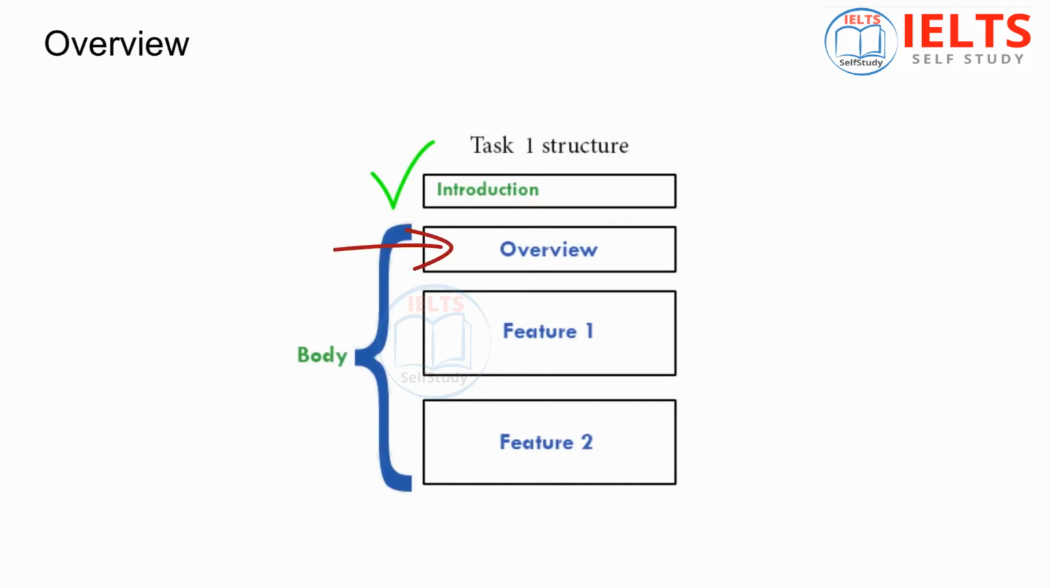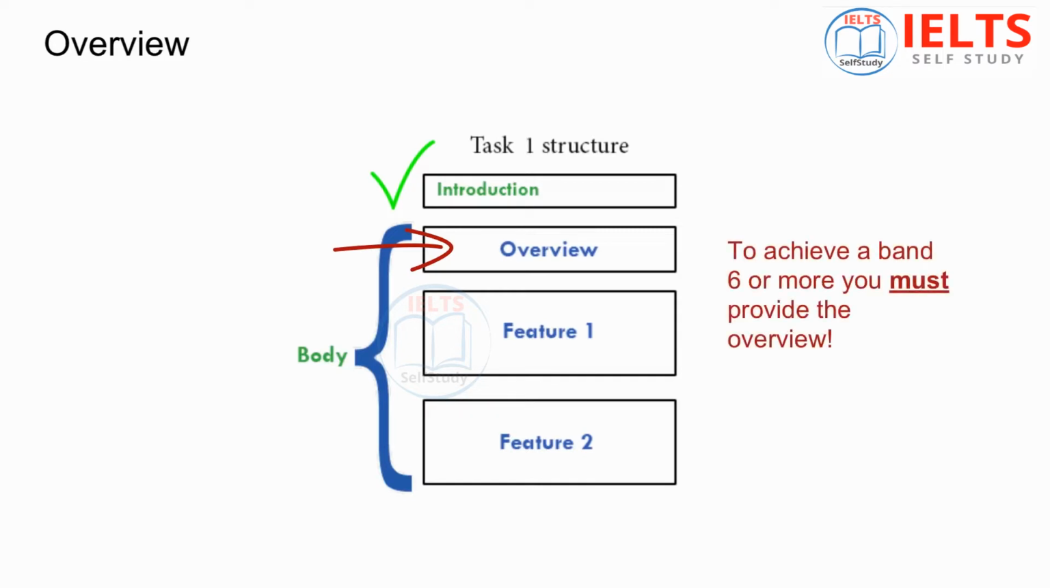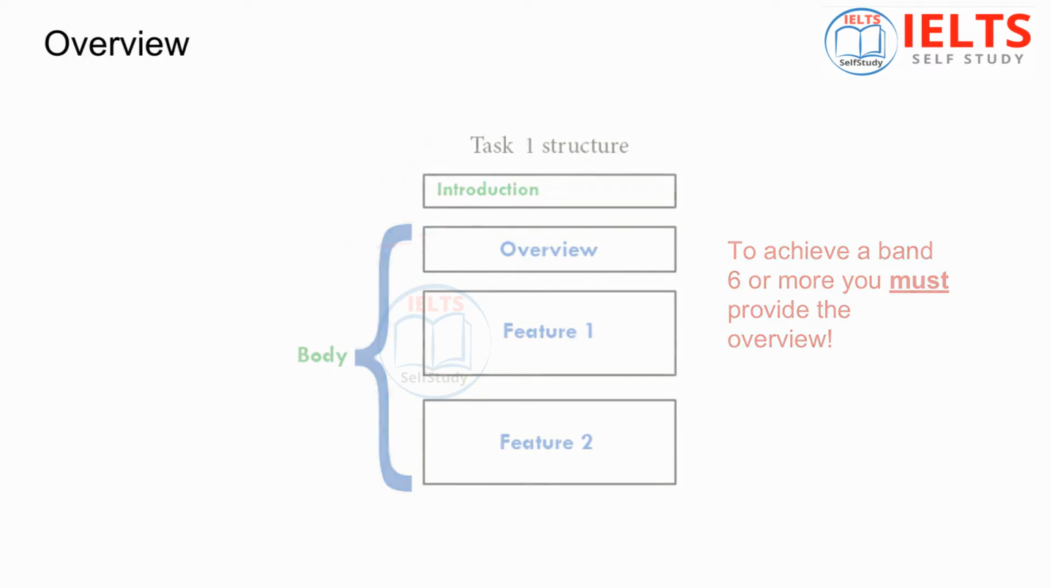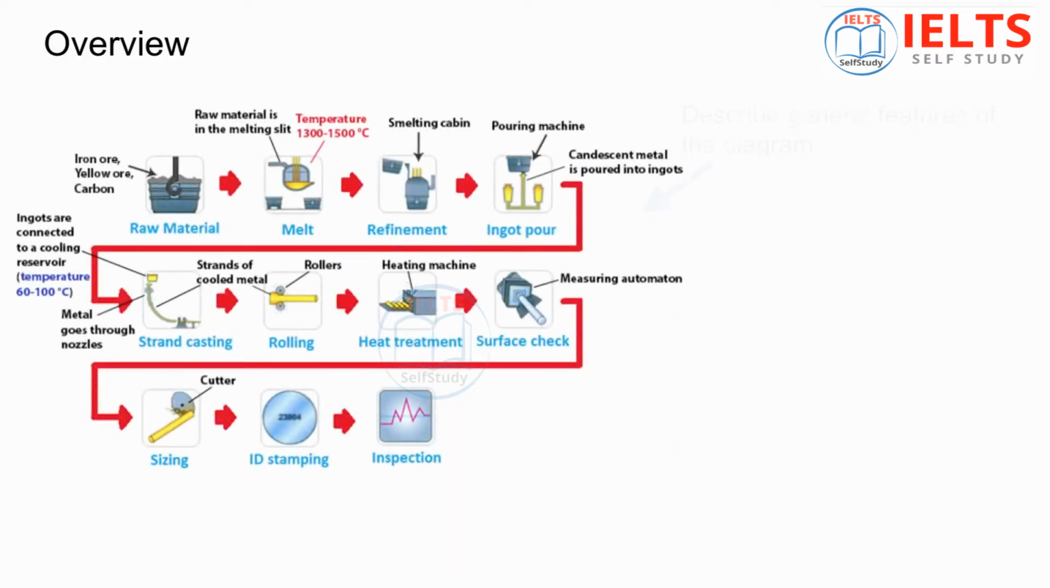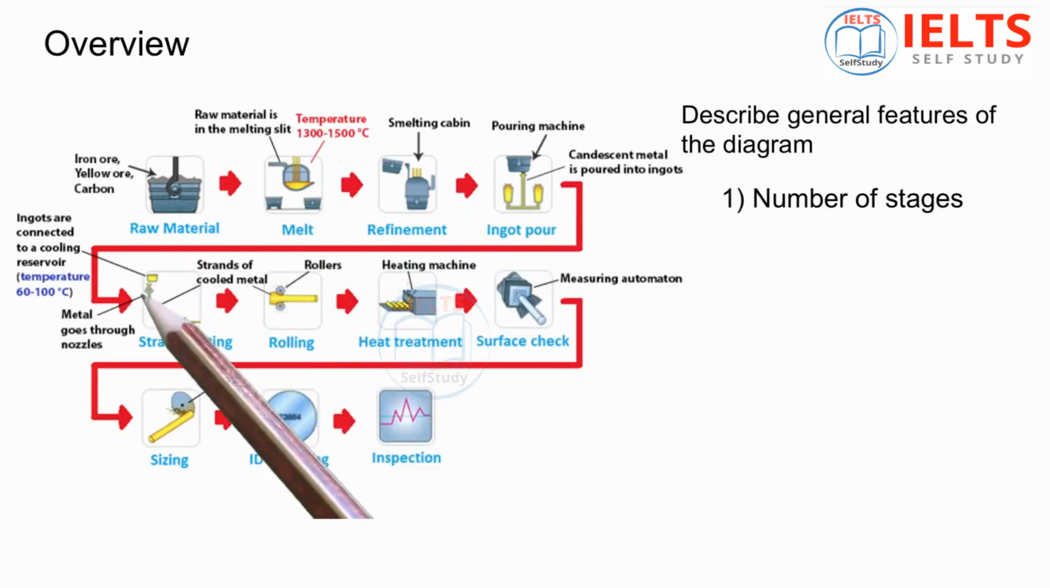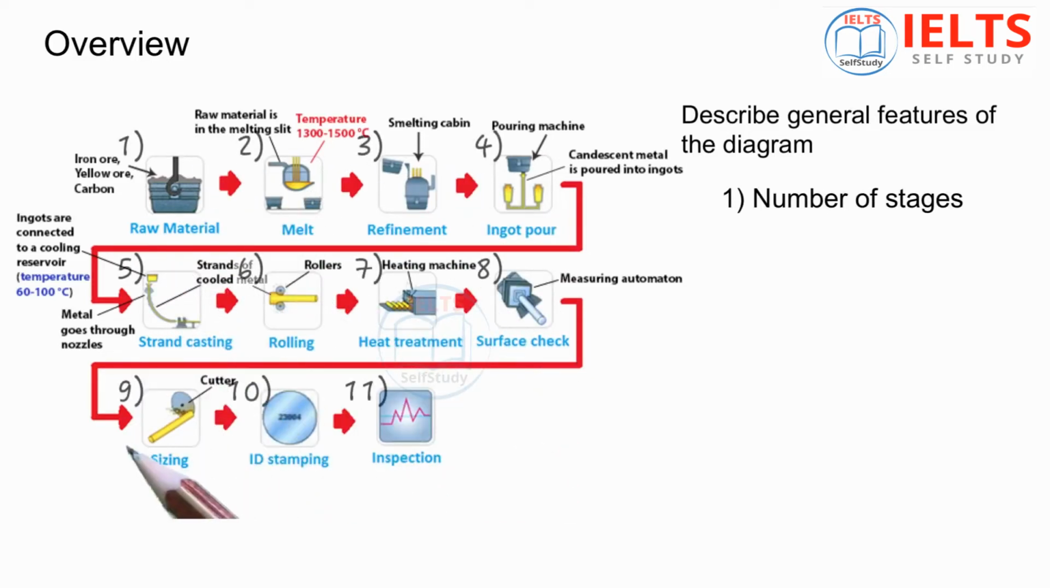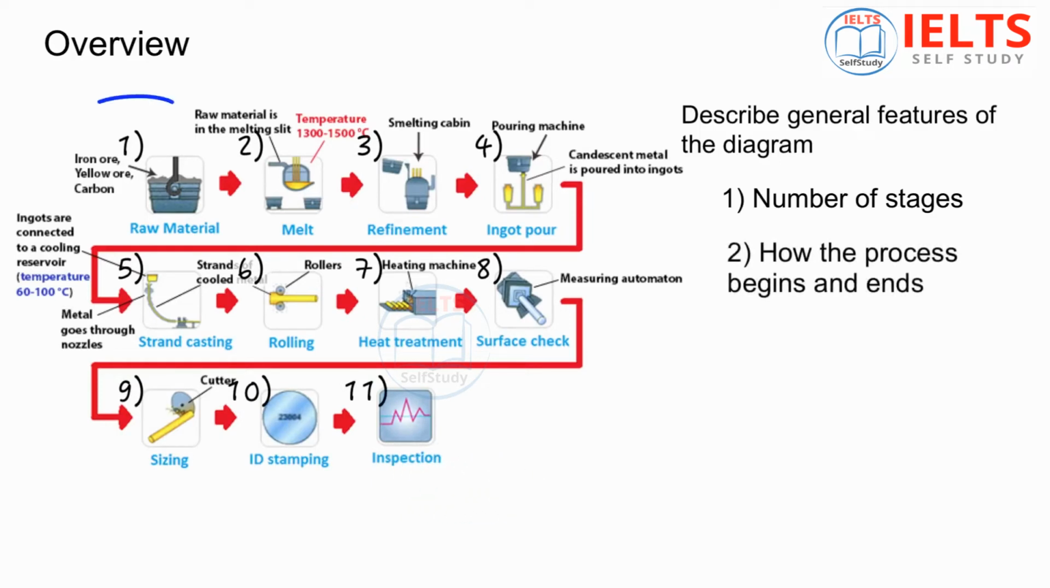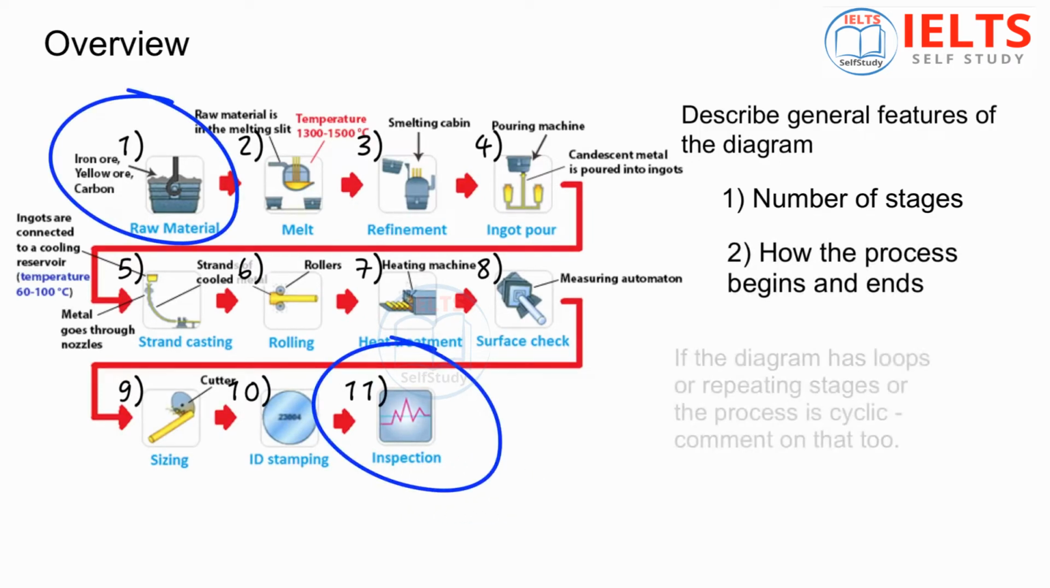And our next paragraph is a general overview. This is a very important paragraph. To achieve a band 6 or more for a task 1, you must provide the overview. In the overview paragraph, you describe general features of your diagram. But unlike line graphs, pie charts, and bar charts, process diagrams have no general trends or key changes to identify. That's why, while giving the overview of your diagram, you should write, first of all, the number of stages. As you can see, in this process we have 11 stages, and how the process begins and ends.